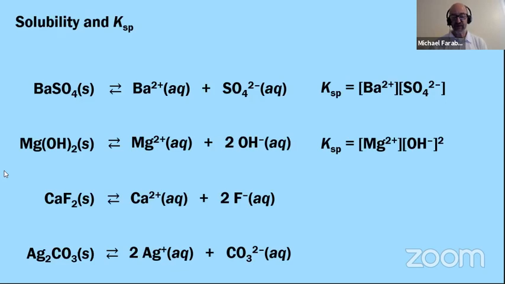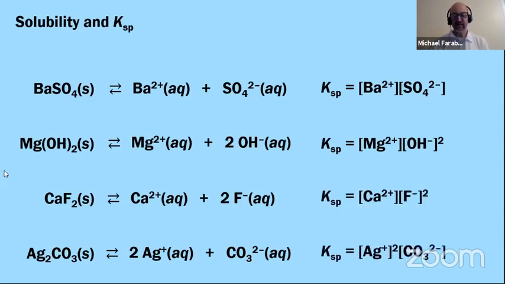Now there is a coefficient of 2. I'm going to write an exponent. So I have that little superscript there. So these are the KSP, the equilibrium constants, the solubility product constant for these solids. Now, is K rather large or small? Well, let's go ahead and look at some examples.